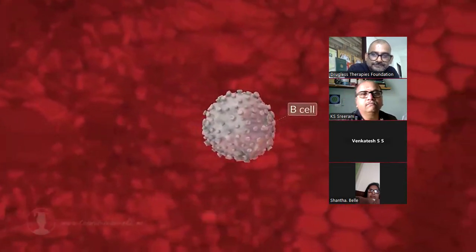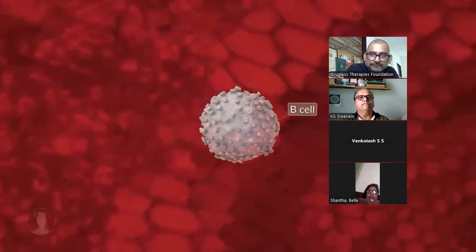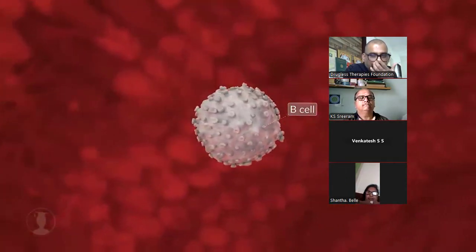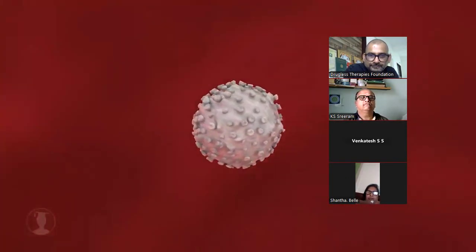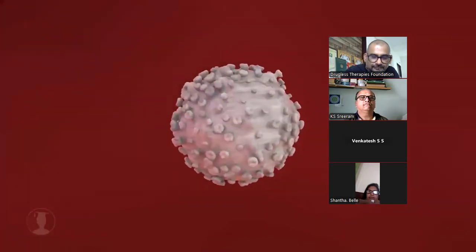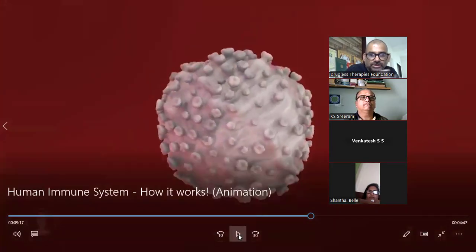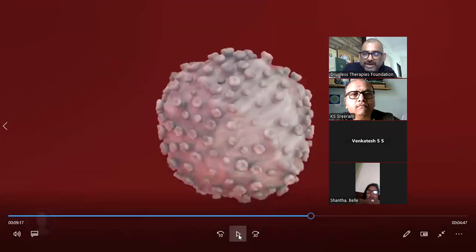B cells possess receptors like T cells. Like T cells, B cells also originate in the bone marrow. They then search for their specific antigen in the lymphatic system. See what you have understood. Everything is originated in the bone marrow. Bone marrow. How do we address the bone marrow?